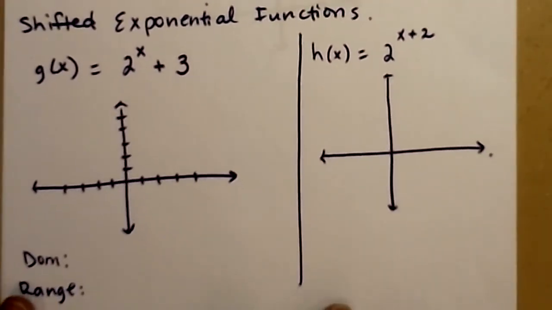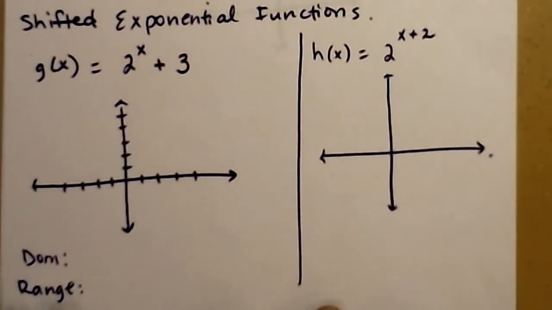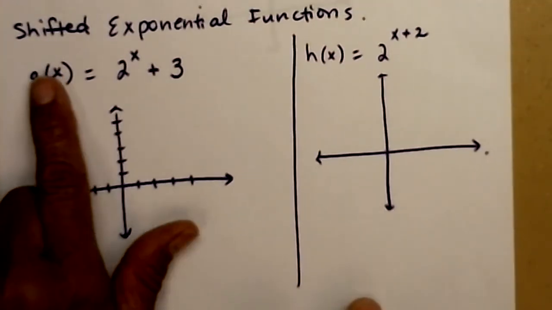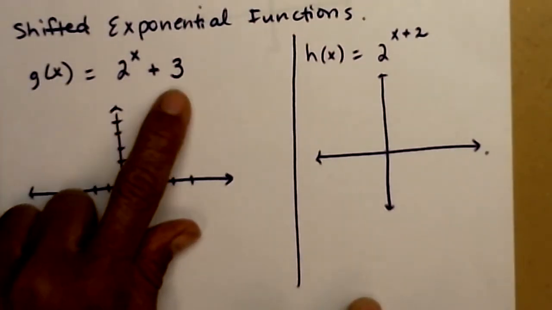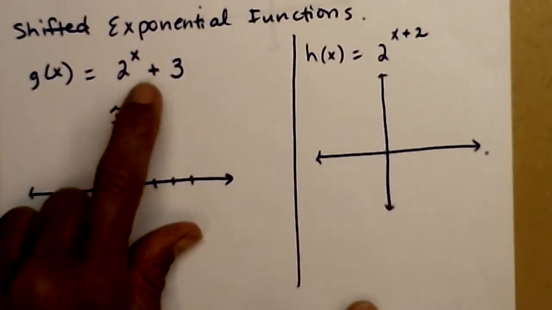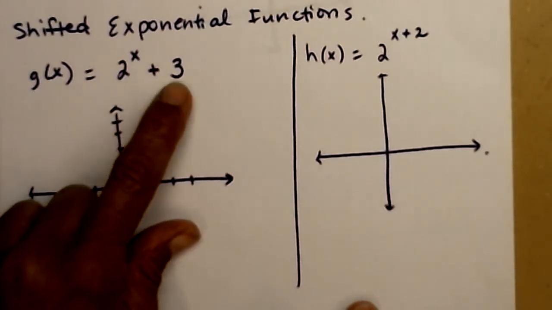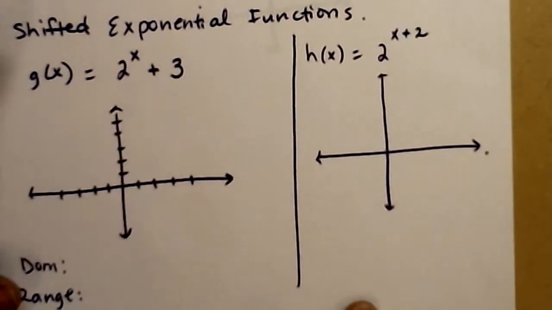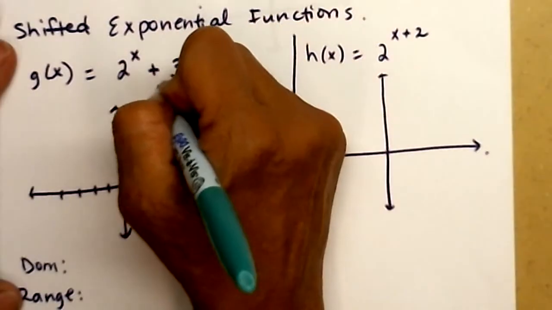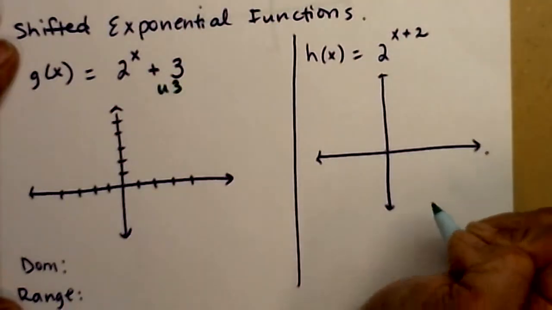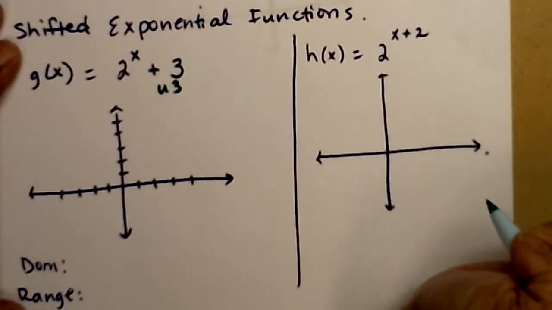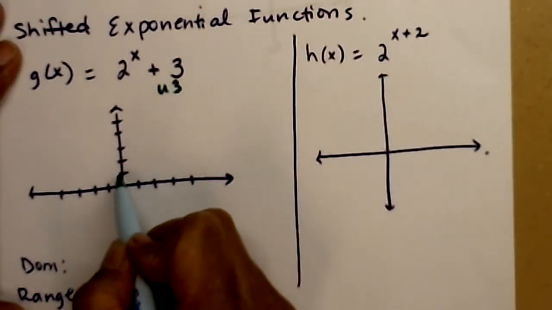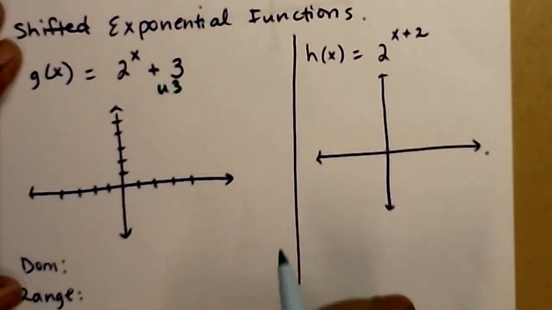So we're going to take that basic shape and we're going to practice shifting it. So my first one, g of x equals 2 to the x plus 3. So I'm going to take that basic shape we had before. This plus 3 happens after we raise 2 to the x power. We're going to add 3 to all of those y values. So you'll remember from before that takes our original graph and moves it up 3. So all of those points we had before move up 3.